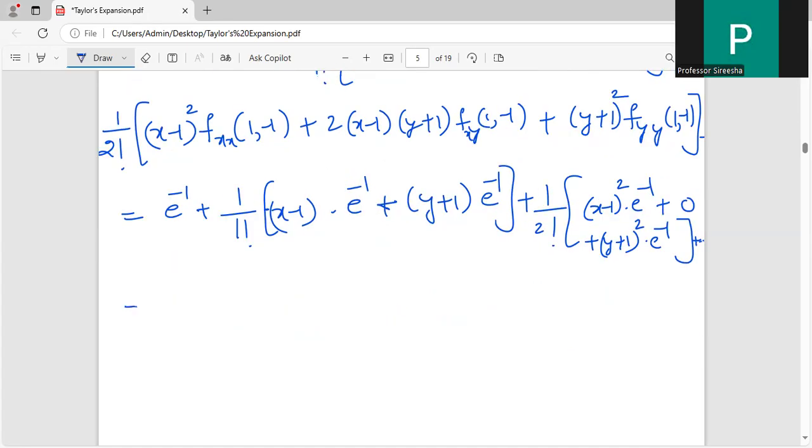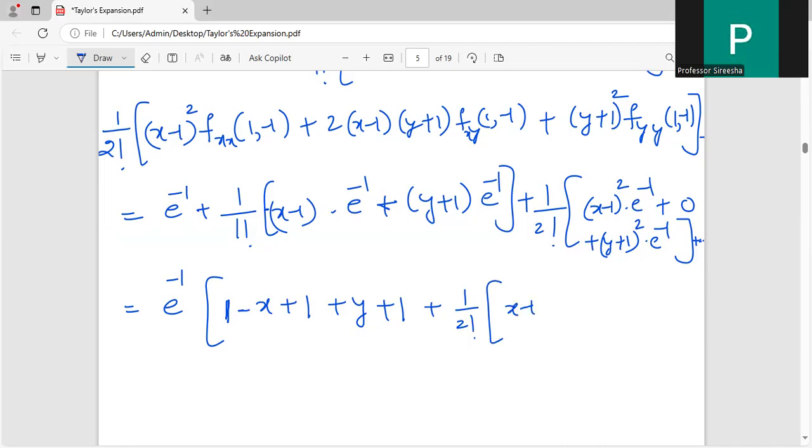Yes. Now if you take out e^(-1), you can, or just leave it as it is. There's no issue about it. I'll be having 1 here, and then for the 1 factorial term, I'll be having minus (x minus 1) plus (y plus 1). These are the terms. Of course, for the 2 factorial, 1 by 2 factorial. e^(-1) is taken common, so I'll be just writing these terms. It would look something like this.